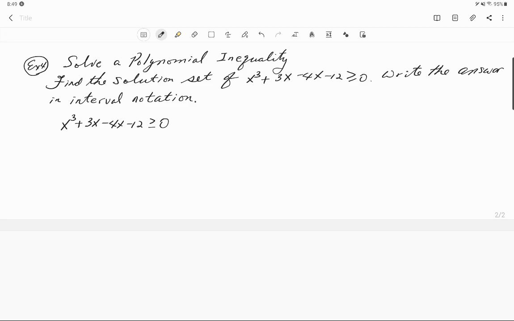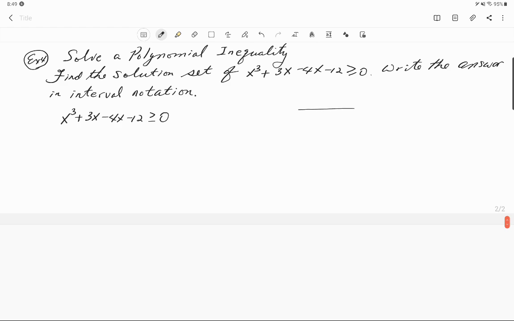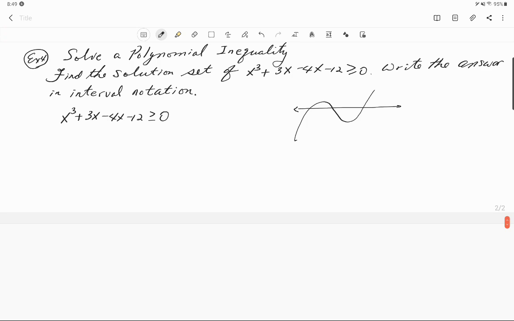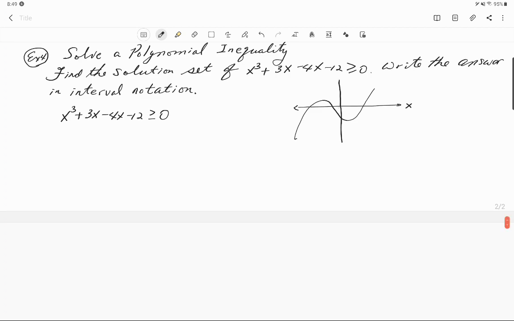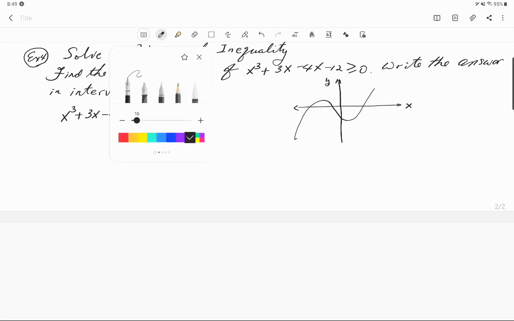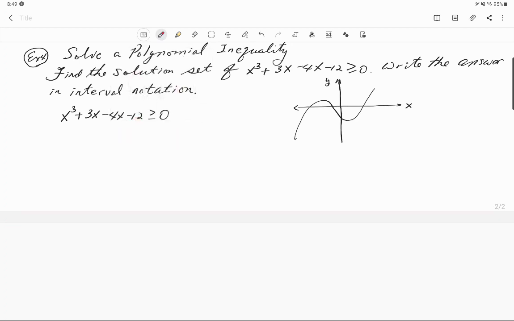Next example is solving a polynomial inequality. Find the solution set of this inequality and then write the answer in interval notation. Before we solve this one, let's think about a graph. Let's say here is a graph, and this is the x-axis, and the y-axis is somewhere. Let's say this is y, this is f of x. The graph of a function looks like this.